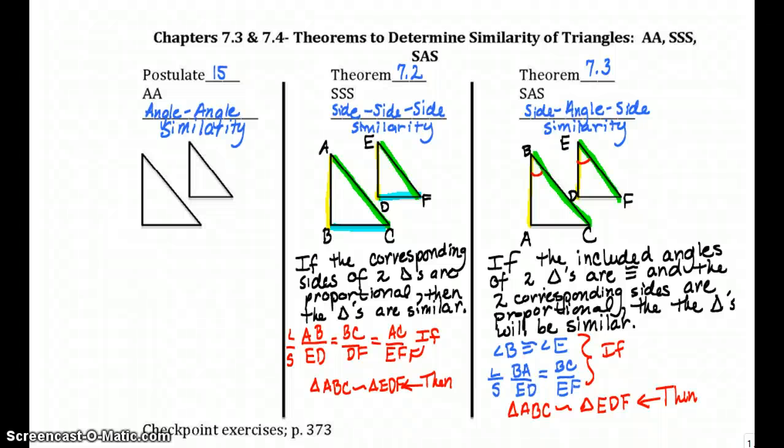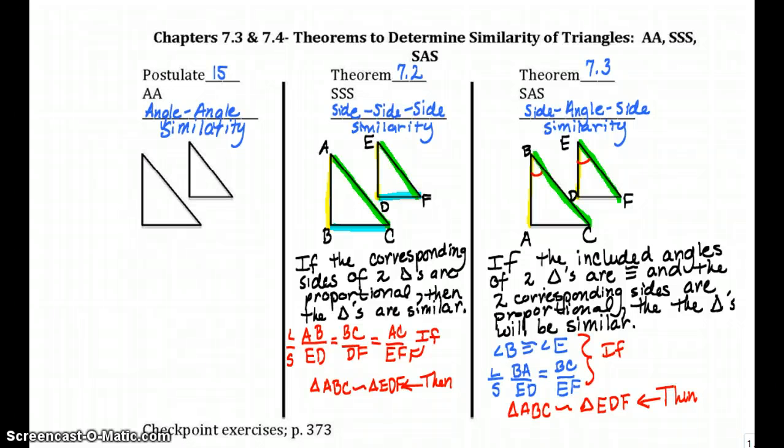This is chapters 7.3 and 7.4, Theorems to Determine Similarity of Triangles. This will be the first recording, and AA stands for Angle-Angle Similarity Postulate, SSS stands for Side-Side-Side Similarity Theorem, and SAS stands for Side-Angle-Side Similarity Theorem.